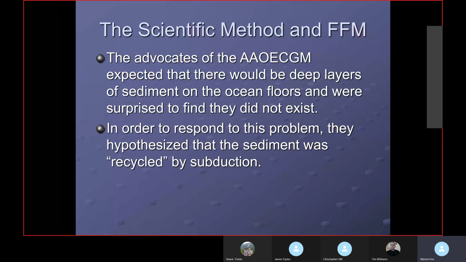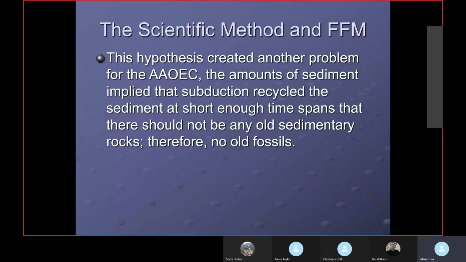In order to respond to this problem, they hypothesized, however, that the sediment was recycled by subduction and at boundaries. And this hypothesis of subduction created another problem for the atheist, agnostic, old Earth creationists. The problem is the amounts of sediment implied that subduction recycled the sediment at short enough time spans that they should not be in the old sedimentary rocks. Therefore, they shouldn't be in the old fossils.